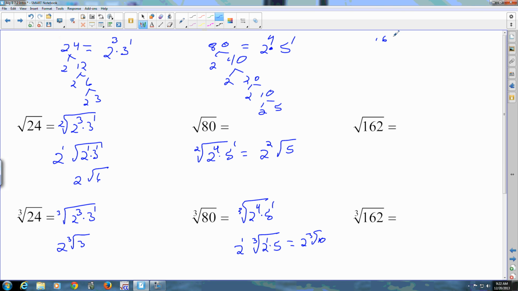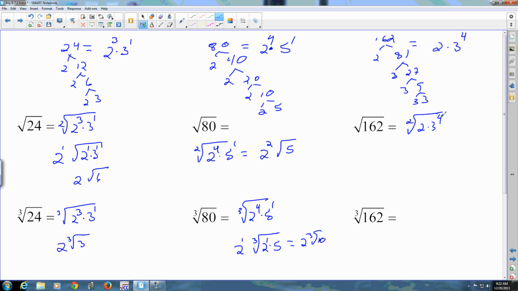162. Not as bad as it looks. 2 and 81. 2 doesn't go in anymore, so we go to 3. 3 and 27. 3 and 9. 3 and 3. So 162 is 2 times 3 to the 4th. Okay? So you've got the square root of 2 times 3 to the 4th.